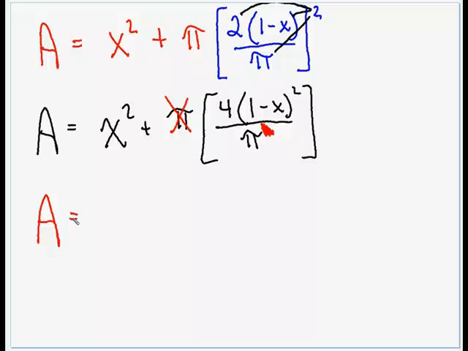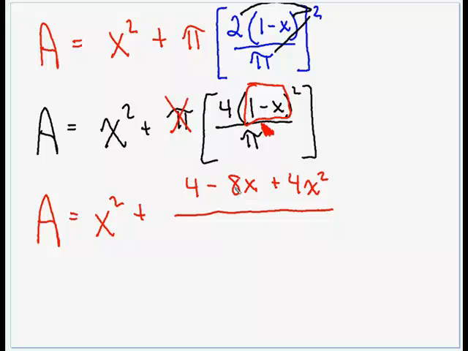And to make this a little better to work with, let's FOIL this out. We're going to FOIL that out and distribute the 4. So when we do that, we're going to have 4 minus 8x plus 4x squared all over pi. And let's see, we've got a fraction here with a pi denominator. We'd like to have a common denominator. So to get the common denominator under the x squared, I'd multiply by a pi. And if I do it to the denominator, I've got to do it to the numerator also, so we'll put a pi up top there too.